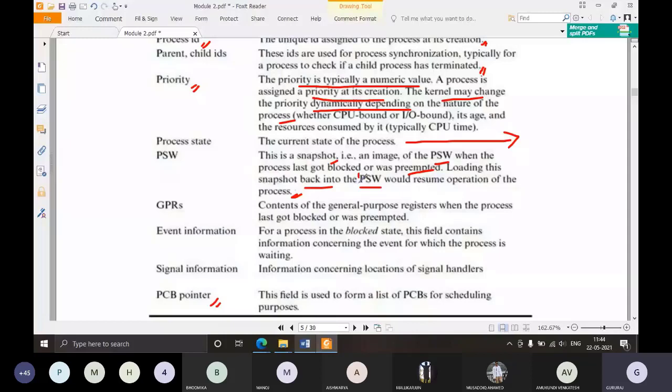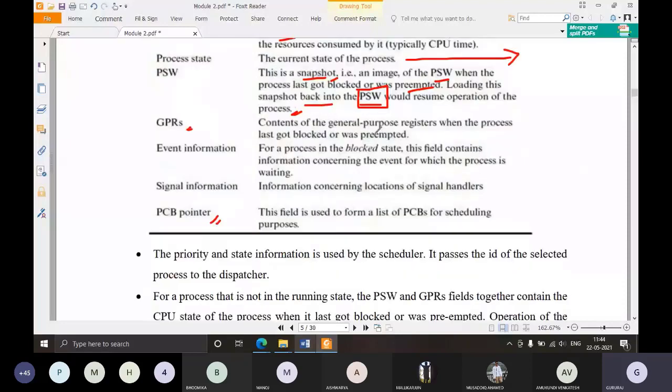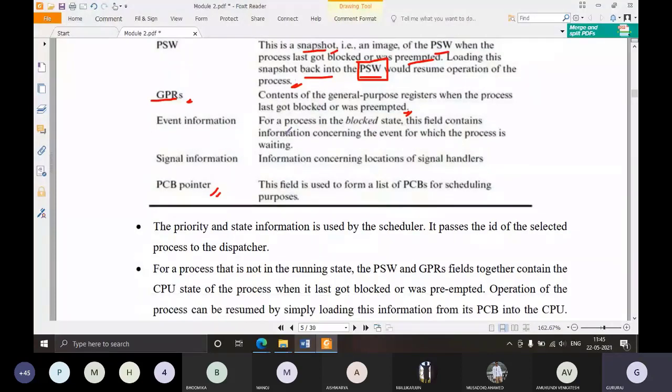So it is saved in the PCB. Next time the process gets the chance to execute, this PSW, which is nothing but the snapshot, will be reloaded so that the process can resume its operation. Okay. So next is the GPR, general purpose register contents. When the process last got blocked, what were the contents of, let's say, register A, register B, or register R0, register R1? Whatever the contents, all those will be saved in the PCB.